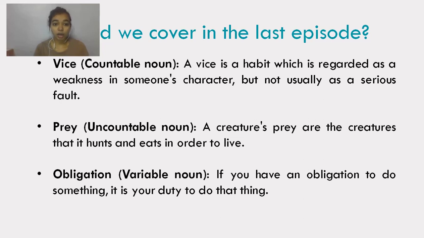It is a countable noun, and a vice is a habit which is regarded as weakness in someone's character, but not usually as a serious fault. The second word was prey. It is an uncountable noun, and a creature's prey are the creatures that it hunts and eats in order to live. The third word was obligation. It is a variable noun, and if you have an obligation to do something, it is your duty to do that thing.